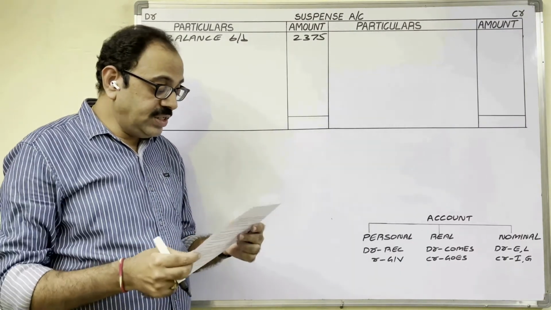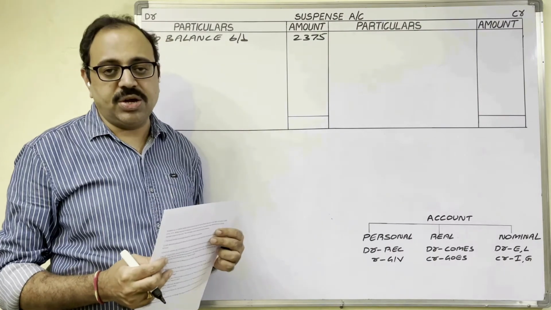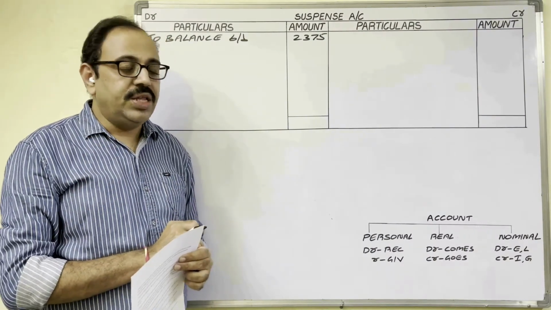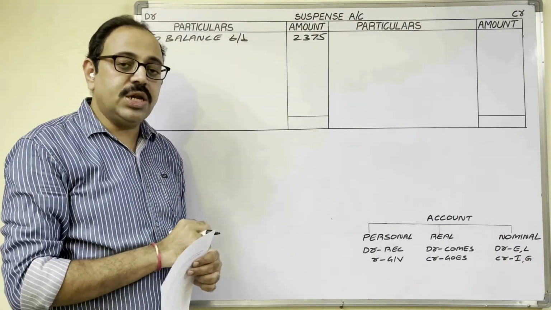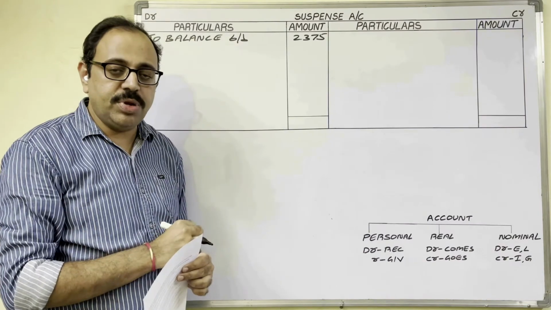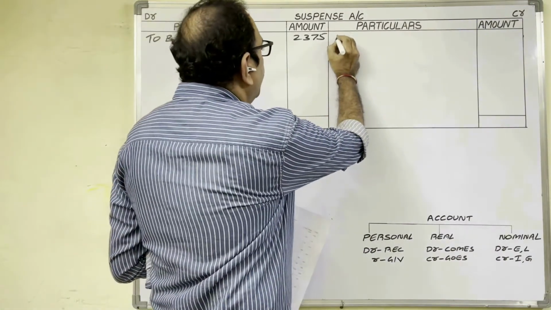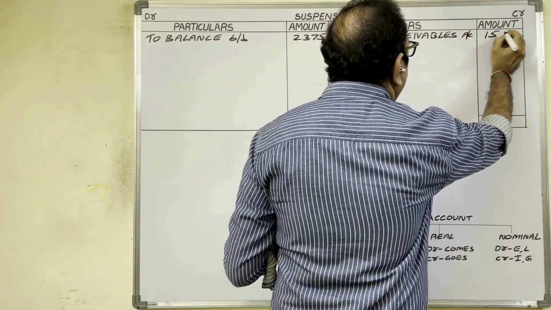So recollect the entries. First entry, bills receivables account debit to suspense account. In this entry, suspense account is credited. Therefore, in suspense account, credit side we should post. What to write in particulars column? We debited bills receivable account. That account name we should mention. By bills receivables account, amount 1500 rupees.